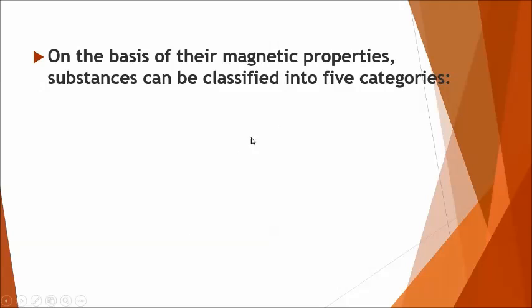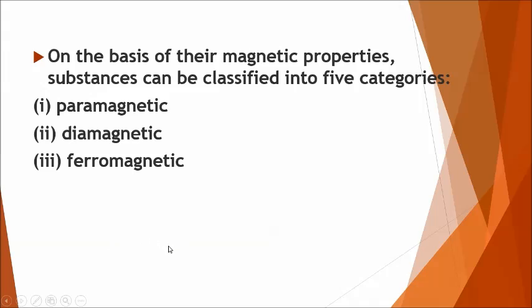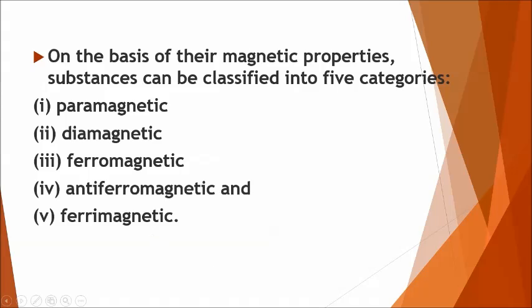On the basis of their magnetic properties, substances can be classified into 5 categories. First is paramagnetic, second diamagnetic, third ferromagnetic, fourth antiferromagnetic, and the fifth is ferrimagnetic substances. So based on their magnetic properties, solids can be classified into paramagnetic, diamagnetic, ferromagnetic, antiferromagnetic, and ferrimagnetic.